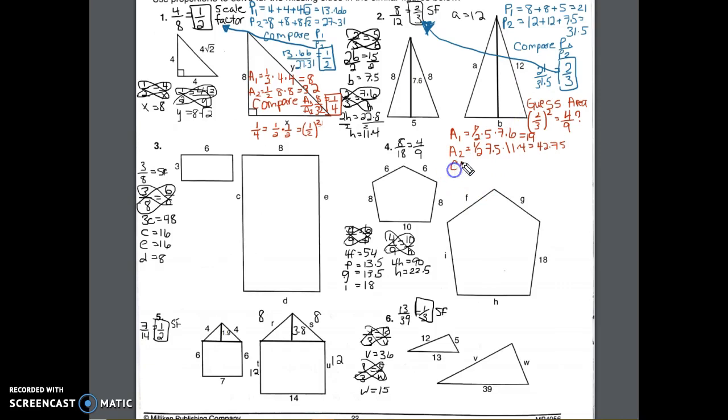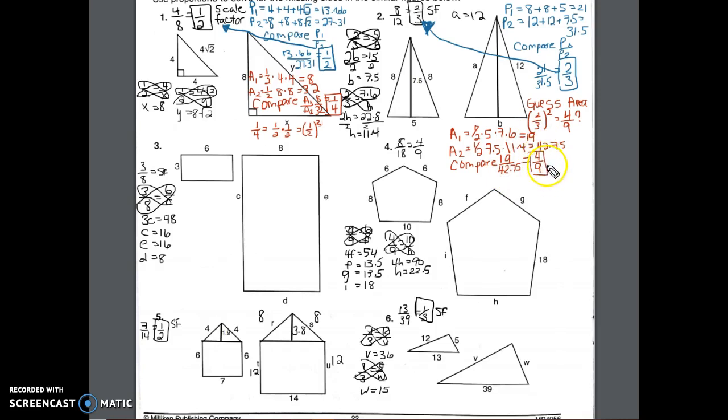So I'm going to compare those areas. I'm going to compare 19 to 42.75. And guess what it reduces to? 4/9. So my guess was correct. I just took the scale factor to the second power because area is two-dimensional, and I get a ratio of 4 to 9. So when I took the areas and I compared them, I did get the ratio of 4 to 9.